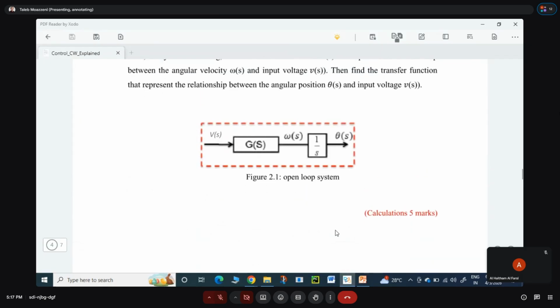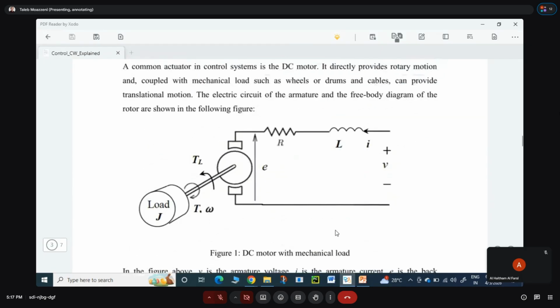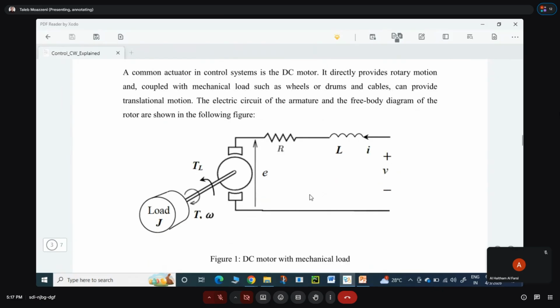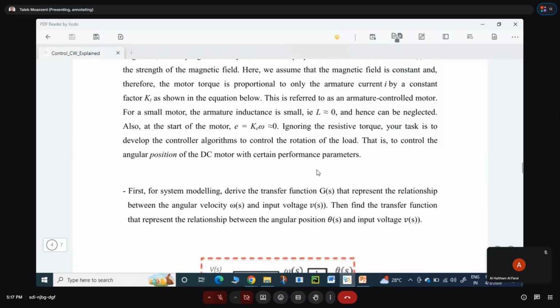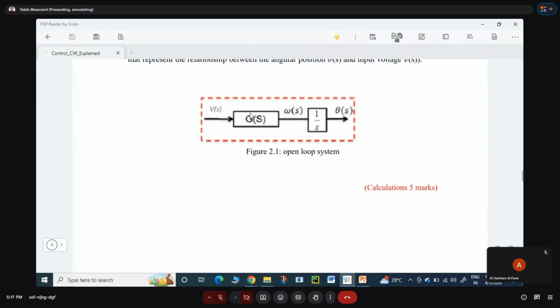Let's have the block diagram. This is a mechanical system, an electromechanical system, but when you bring it onto paper, it will be a system model, a block diagram. For example, G(s) is the system. You give it voltage and it gives you rotation. Omega is the rotational speed. So you give voltage to the motor and it gives you back omega.